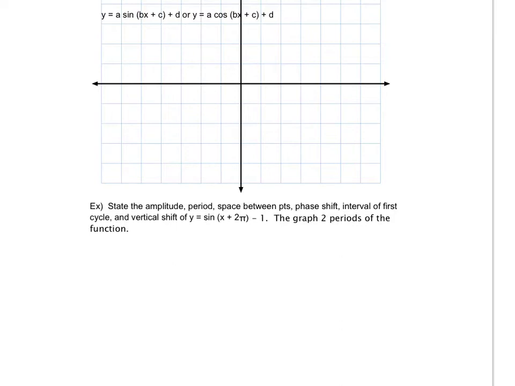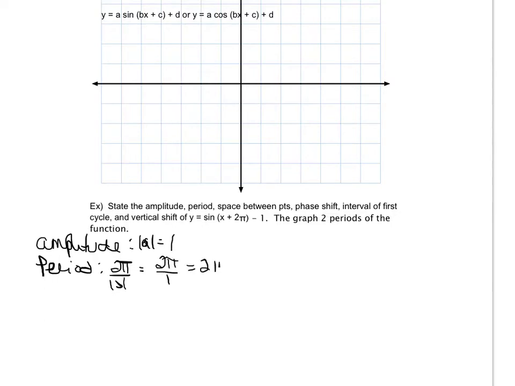So going ahead and looking at this, my amplitude is going to be absolute value of A. So absolute value of A is just absolute value of 1, or 1. Sorry, my A kind of looks like a 9. And then I'm going to go ahead and find my period. So my period is 2 pi over absolute value of B. So notice that there's a 1 in front of the x, so my B is just 1. So 2 pi over 1 is just 2 pi.